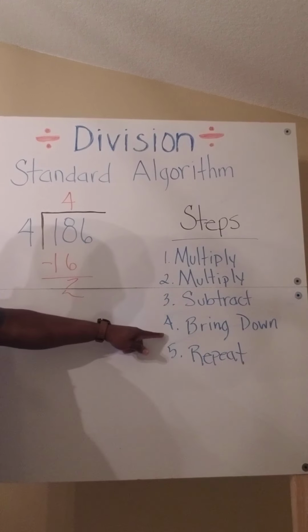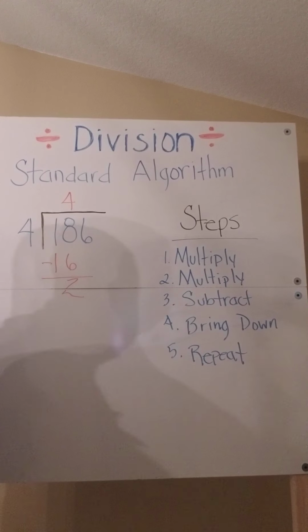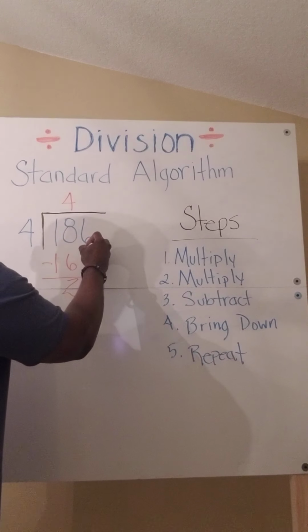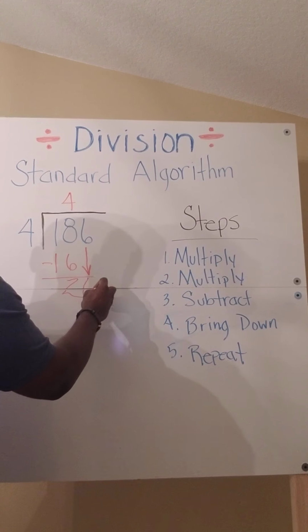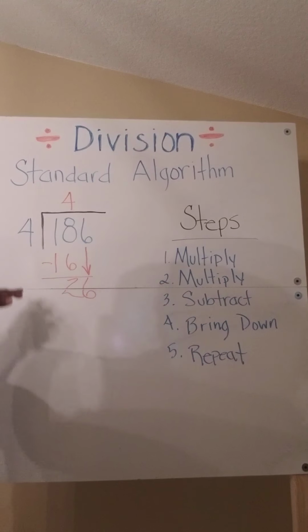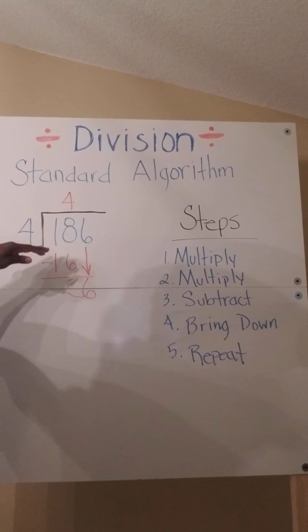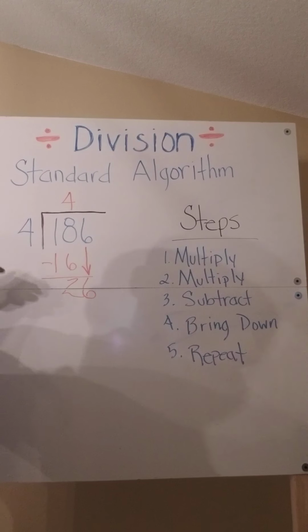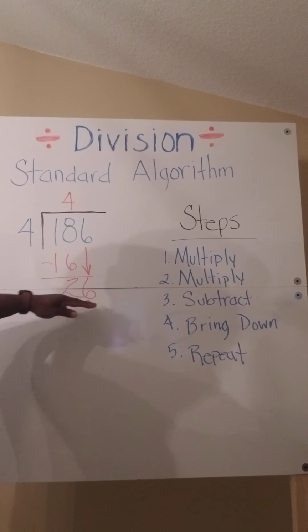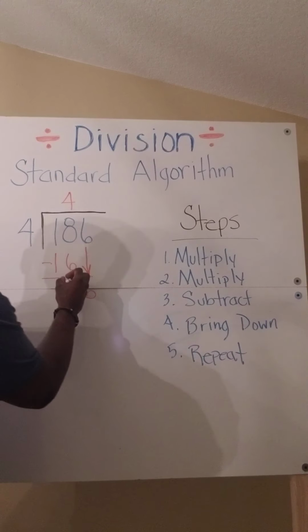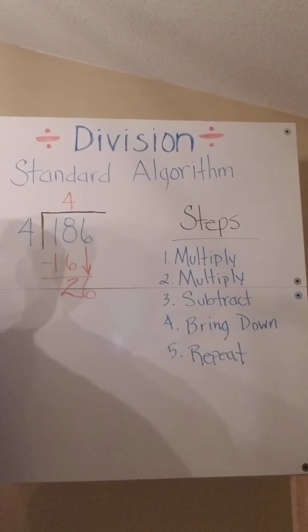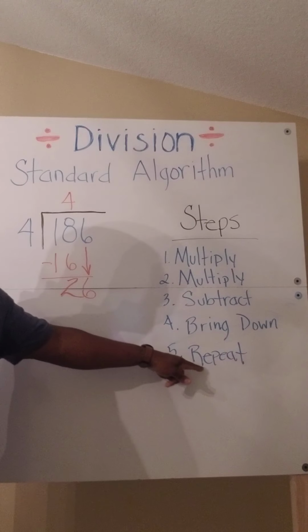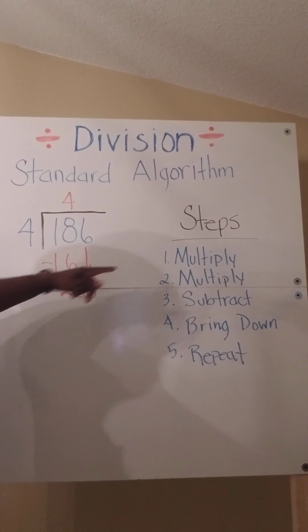The next step is step 4, which is to bring down. So I need to bring this 6 all the way down, and that 6 comes right here. So as you can see, we've taken 186 and we've cut it more than in half. We've cut it all the way down to 26, and hopefully you guys can see this 26 a lot better. My board actually cut off. All right, so now I'm at step 5, repeat. So I'm going to go back up to step 1.